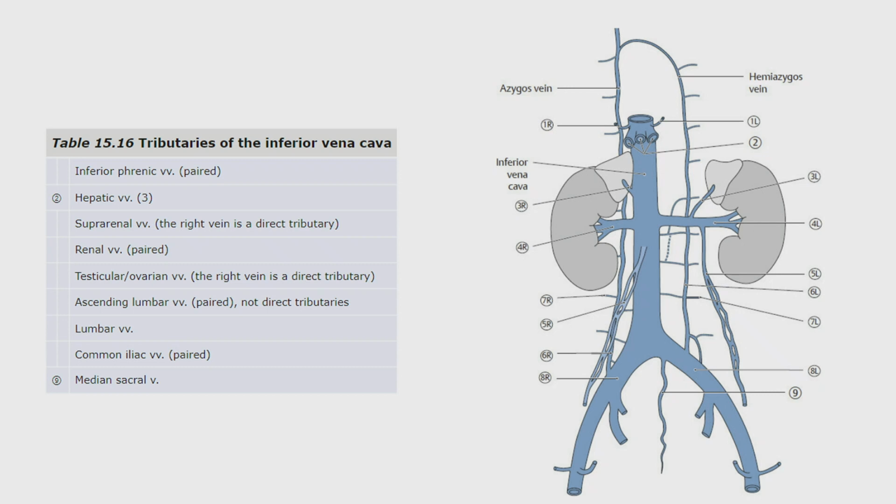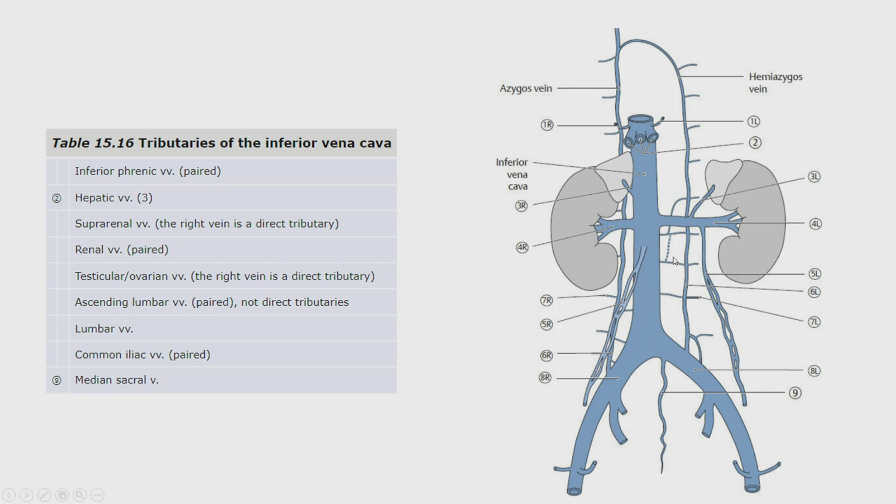This is the summary of the tributaries of the inferior vena cava according to the parietal and the visceral. The inferior phrenic, hepatic veins, there are 3. Suprarenal on the right side drains directly to the inferior vena cava, on the left side to the renal vein and then to the inferior vena cava. The renal vein is visceral. Testicular or ovarian, again the same: on the right side to the inferior vena cava, left side to the renal vein.